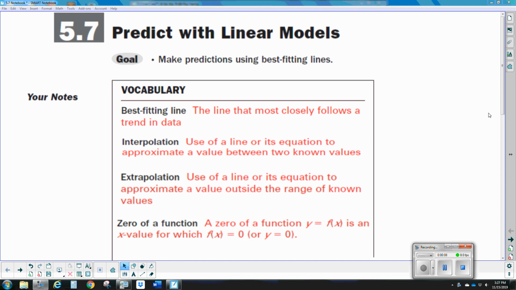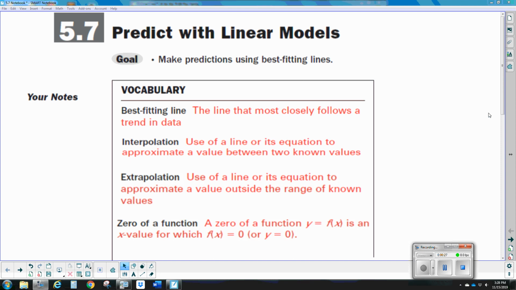In this lesson, this is 5.7 for Algebra 1. We are going to create linear models to predict what may happen within a correlated set of data for future interpretation. So to start, we have 4 new vocab terms.